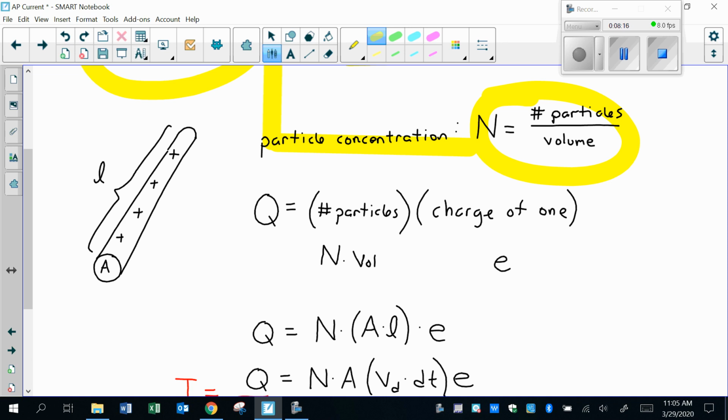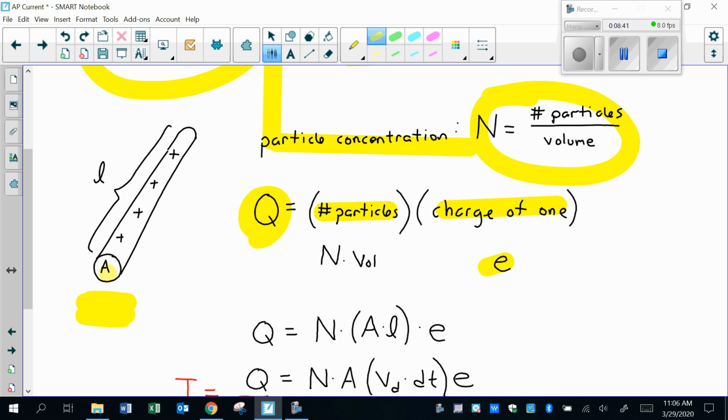And so if I look at my drawing over here, I've got a cross-sectional area A right there. That's the thickness of the wire. I've got the length of the wire. So if I multiply those together, that's going to give me my volume. So if I want to know how much charge I have, Q right here, if I'm trying to find the amount of charge, simple. How many particles do I have? What's the charge of one of those? Elementary charge, E, we know that one.